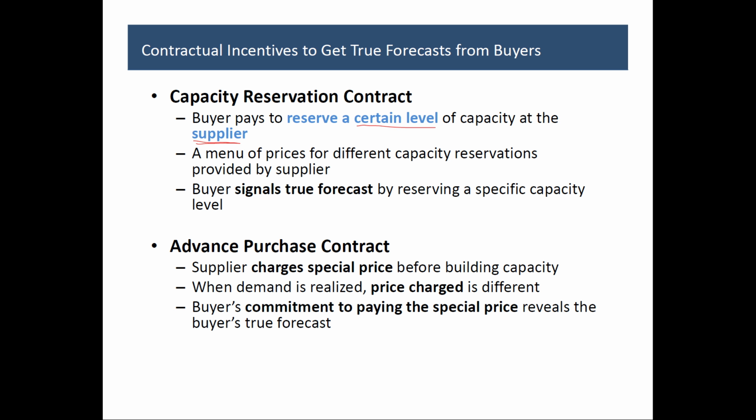So as an incentive, a range of prices for different capacity reservations in time could be provided by the supplier to induce this kind of motivation to already place an order, so that the supplier would be certain that this portion of items are actually already sold. And this also gives a signal to the supplier that the buyer has a true forecast about his demand.